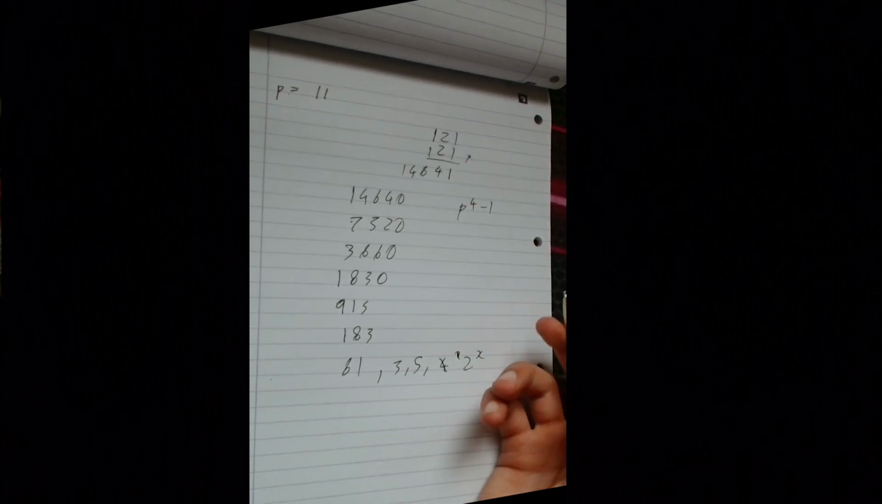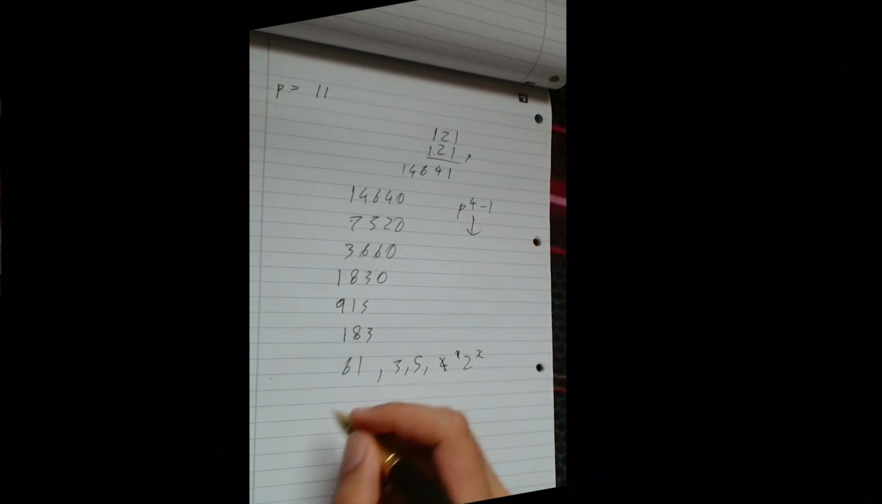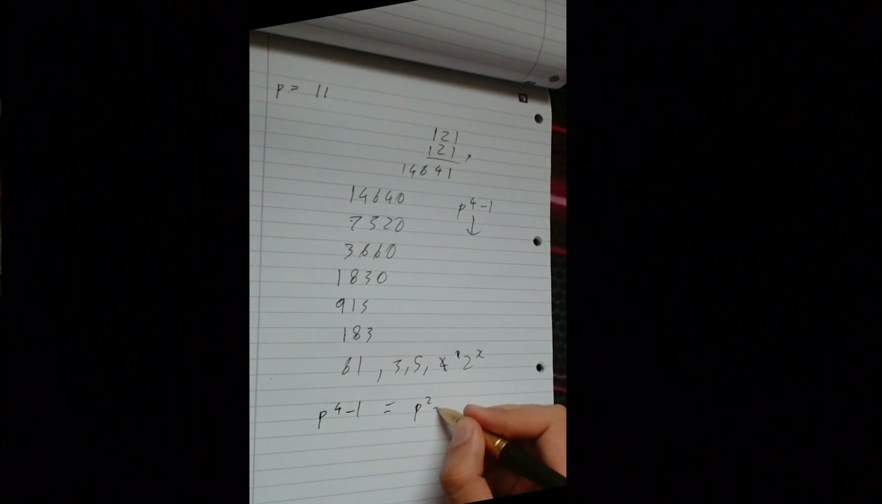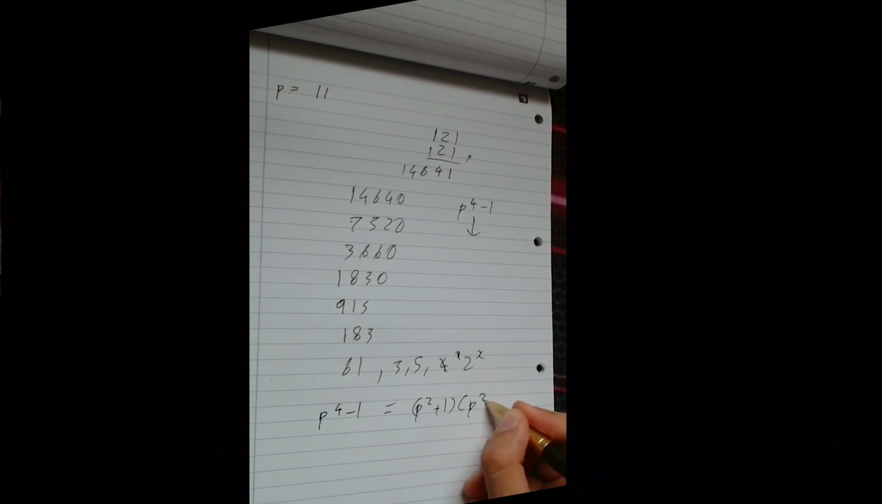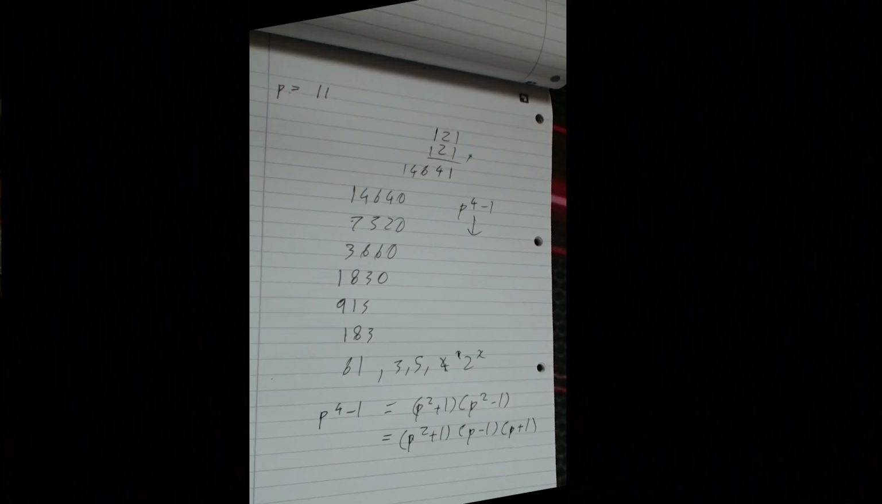The best way, of course, because we need to be mathematically thorough, this is an Olympiad, is to actually think what we are doing with p to the 4 minus 1. Well, this is equal to p squared plus 1 times p squared minus 1, which is equal to p squared plus 1, p minus 1, p plus 1, right? So we can very quickly spot that at least one of these is going to be a multiple of 3. There's going to be many a multiple of 2 in there.